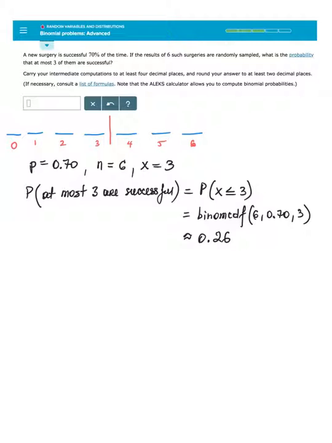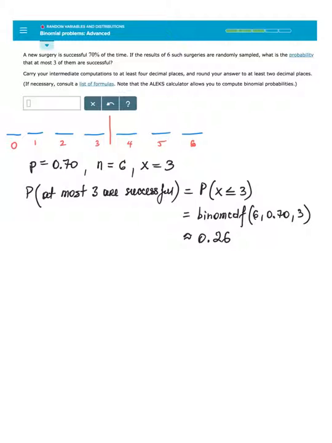Let's take a look at example 2. A new surgery is successful 70% of the time. If the results of 6 such surgeries are randomly sampled, what is the probability that at most 7 of them are successful? We need to round to 2 decimal places again in this question.